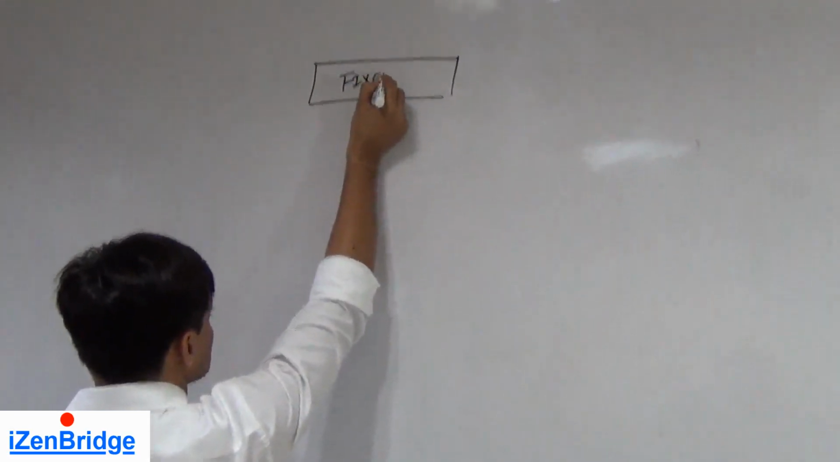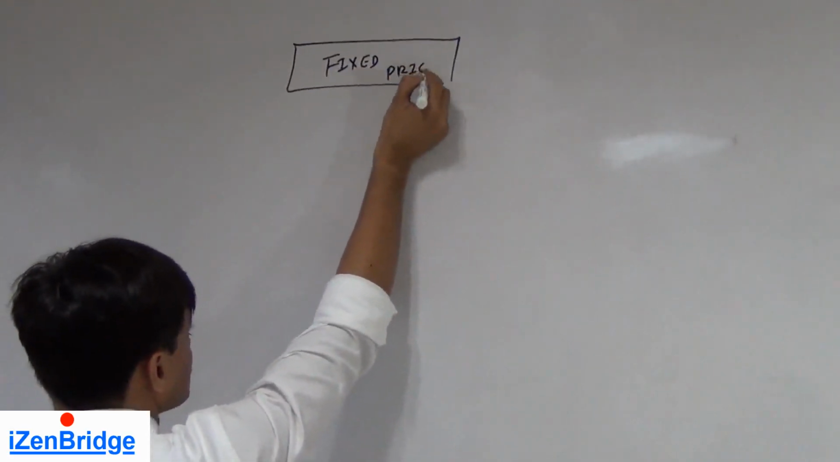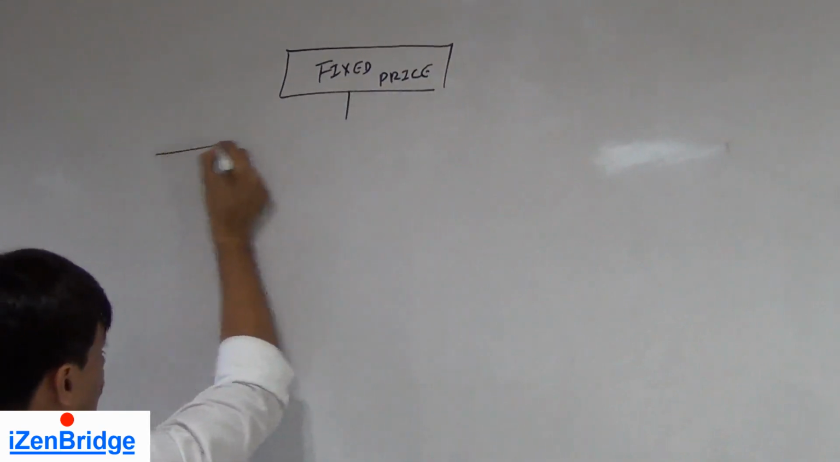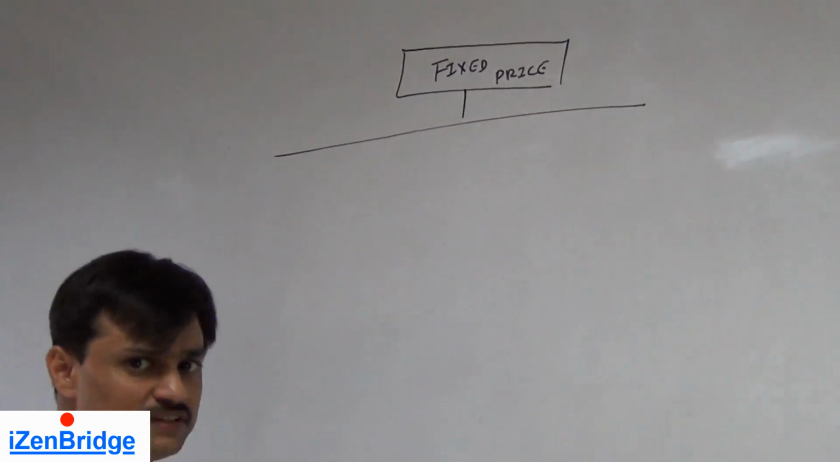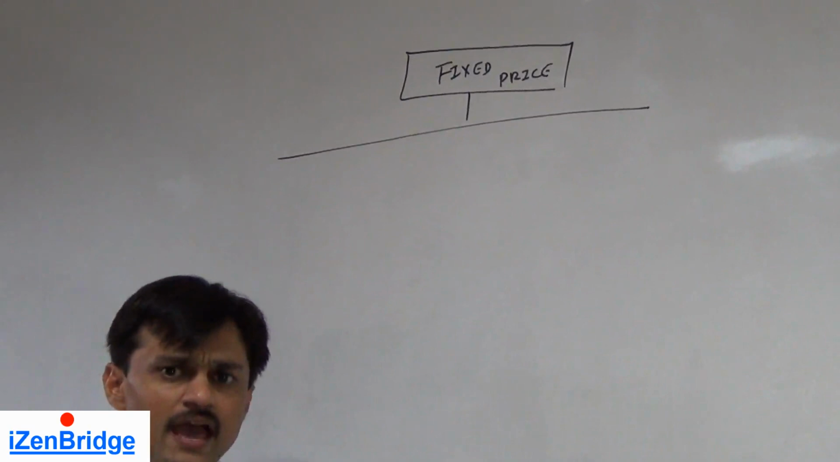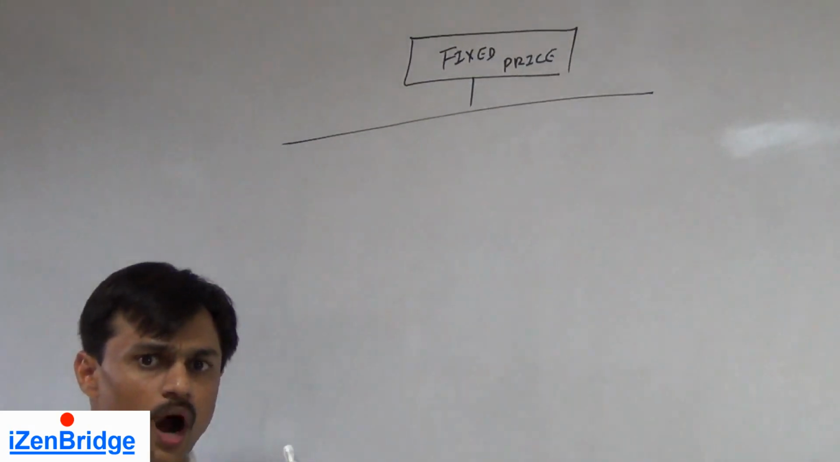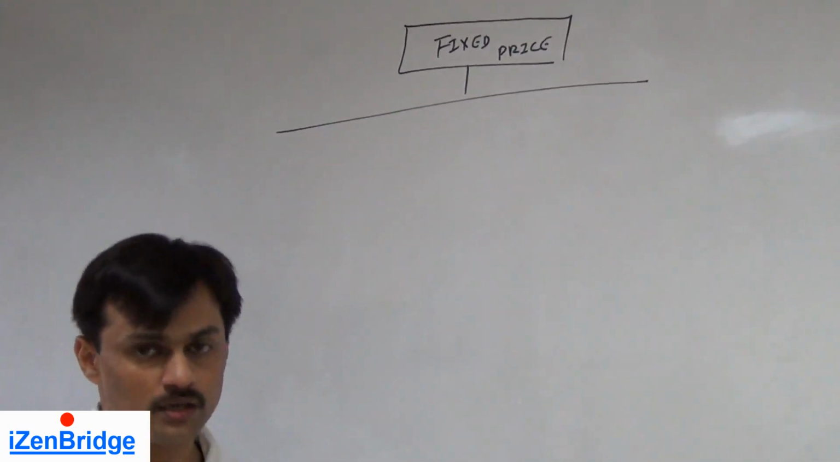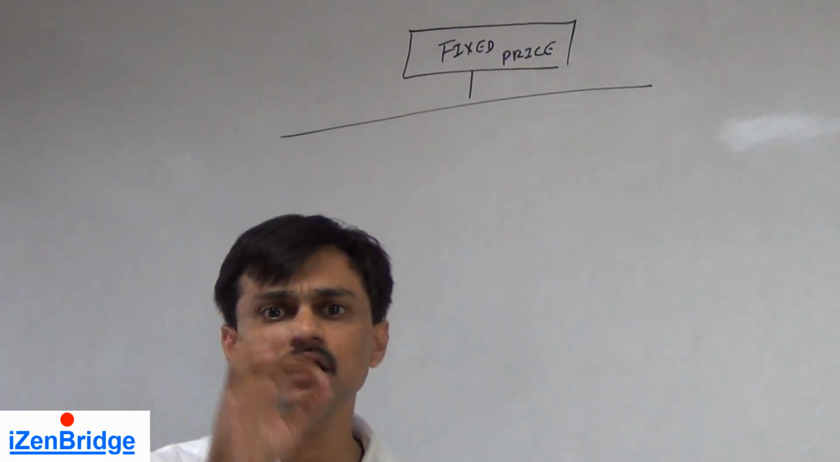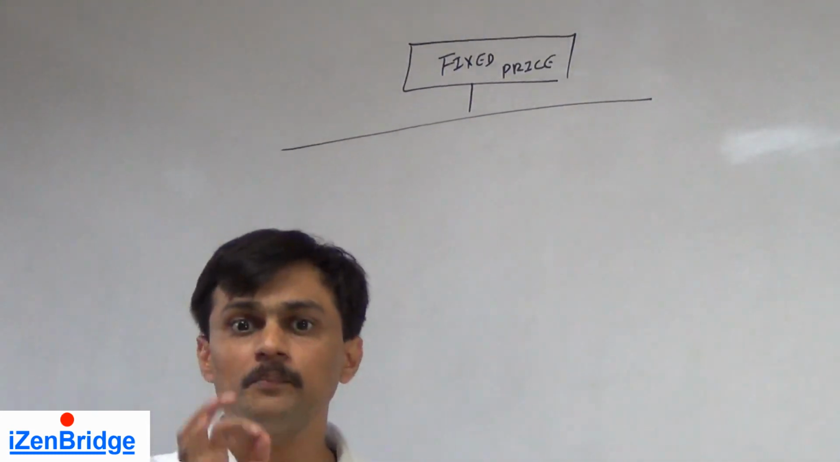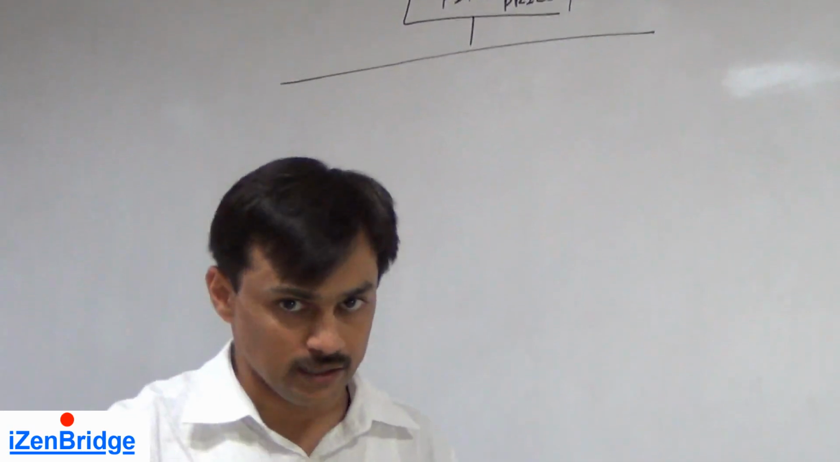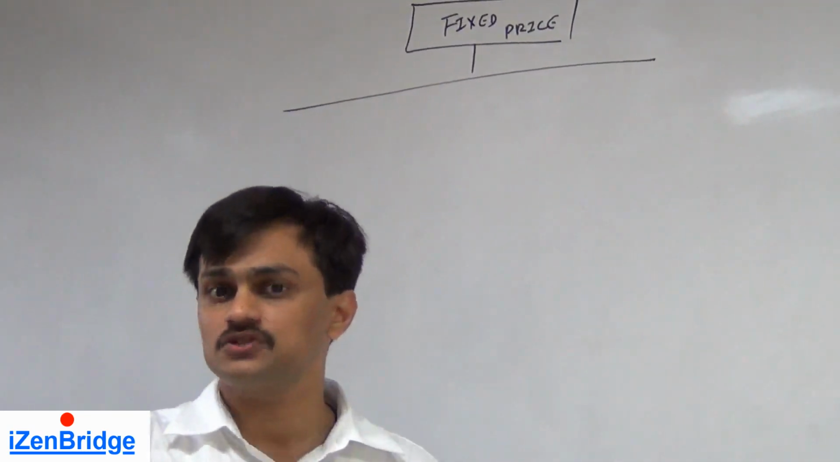Fixed price. Let's start with an example. If we have to outsource a work and we want a single quotation or a price from the vendor, we can go for a fixed price contract.